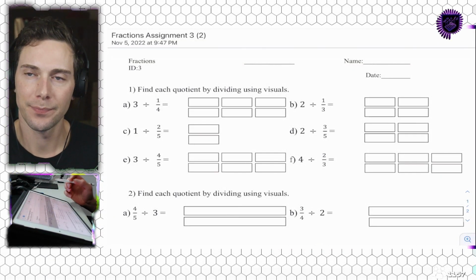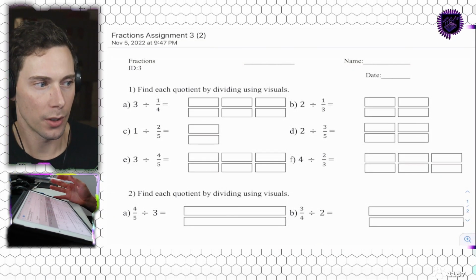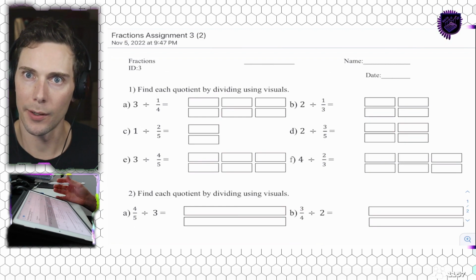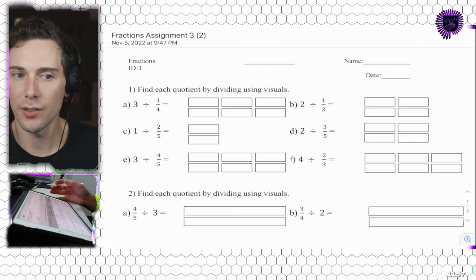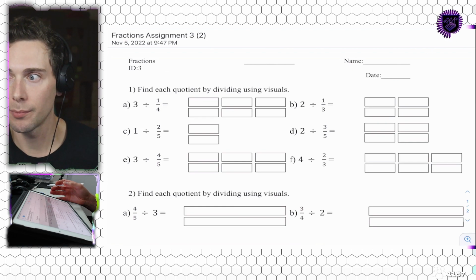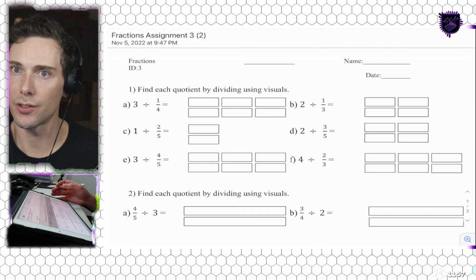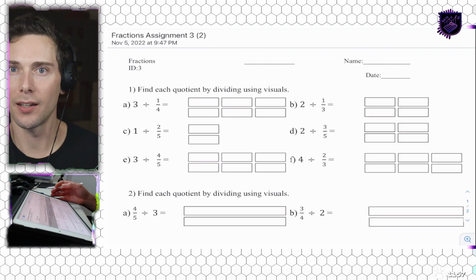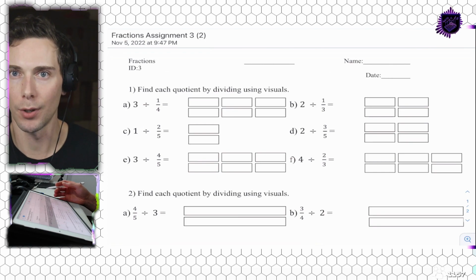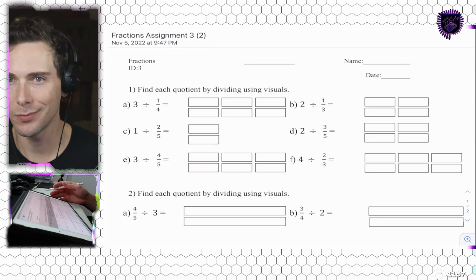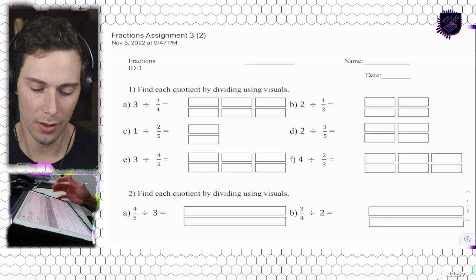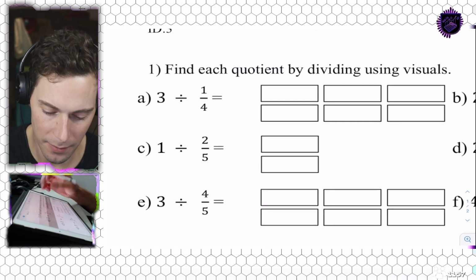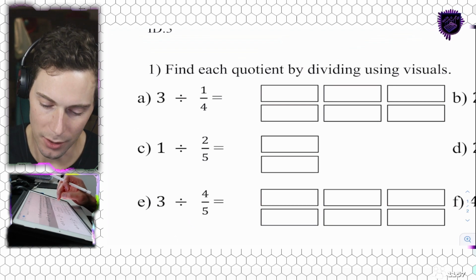Okay, so as you can see, the worksheet is out in front of you, and we are going to be dividing fractions: dividing whole numbers by fractions, dividing fractions by whole numbers, and dividing fractions by fractions. We're going to be representing visually today, and then at the end, the more common method of multiplying by the reciprocal. But we'll talk about it when we get there. Question 1a. It says, find each quotient by dividing using visuals.